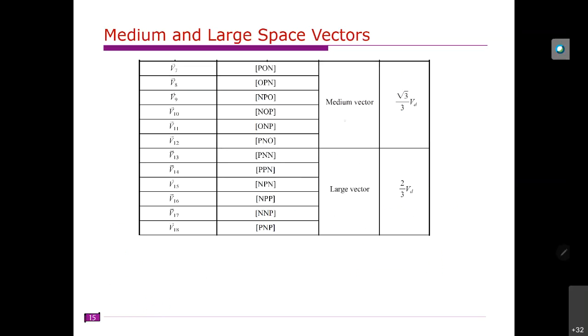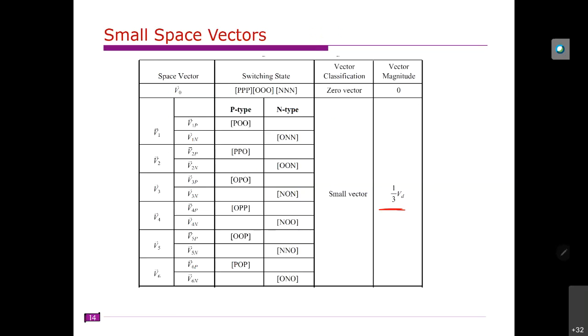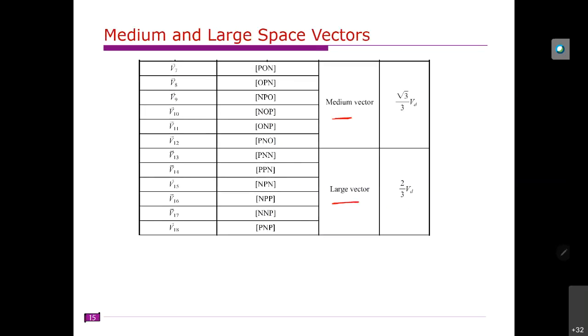Similarly, we have medium vectors. We have 6 medium vectors, and its magnitude is 1/√3 Vd. And we have another 6 large vectors, and its magnitude is 2/3 Vd. We have also 3 zero vectors. So the combined total is 27 vectors, right?